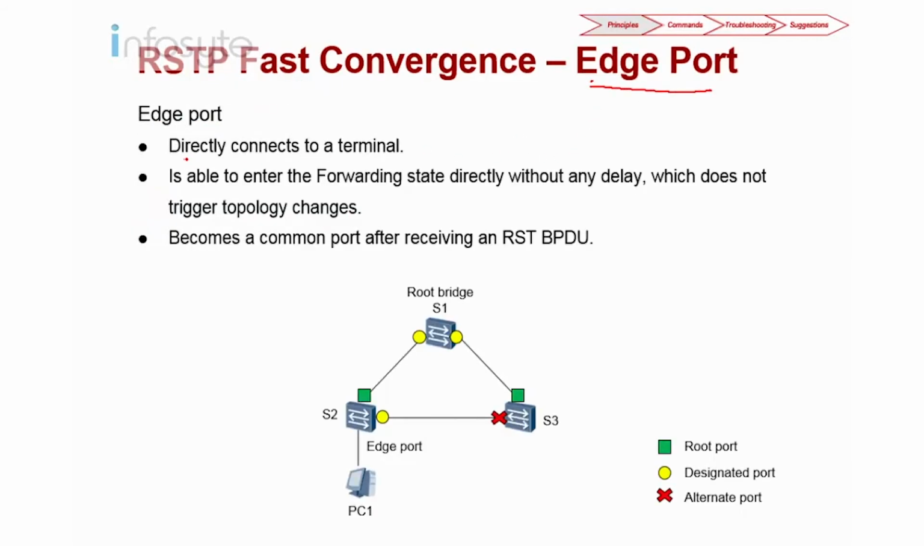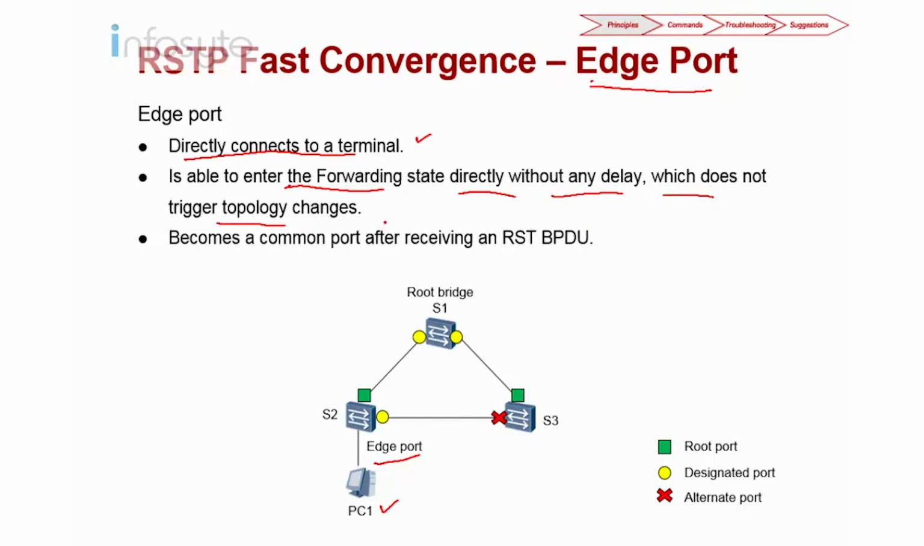Now H ports are directly connected to a terminal. So those switch ports that connect to a terminal, in this case it can be a PC or an end device, we call this a terminal. Those we can configure as an H port. So what is so special about the H port? If you configure the port as an H port, the port will be able to enter into the forwarding state directly without any delay, which does not trigger a topology change.